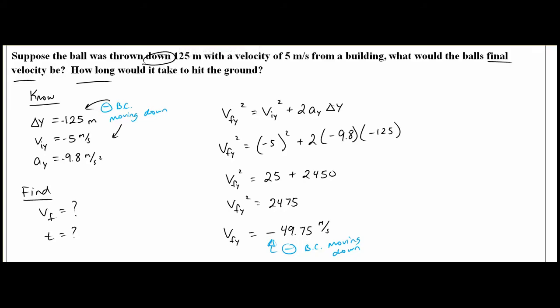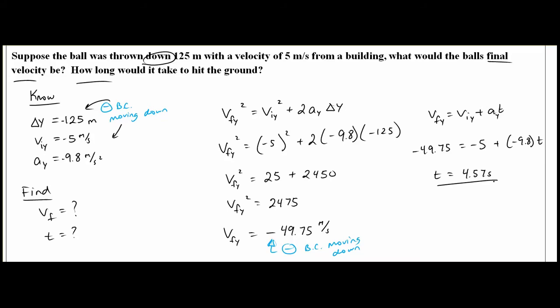And the last part says how long would it take to hit the ground. So we're looking for time. The first and the second equation have time in them, but the first one is definitely a lot easier to use. So if I look at that equation, my final y velocity, which I found to be negative 49.75, is equal to my initial velocity of negative 5 plus negative 9.8 times t. Take a moment and solve for t. Pause the video if you need to. And the time comes out to be 4.57 seconds. So that's my final answer.